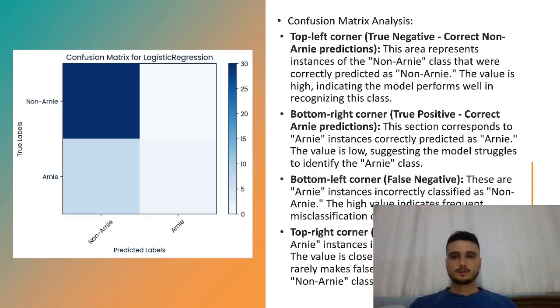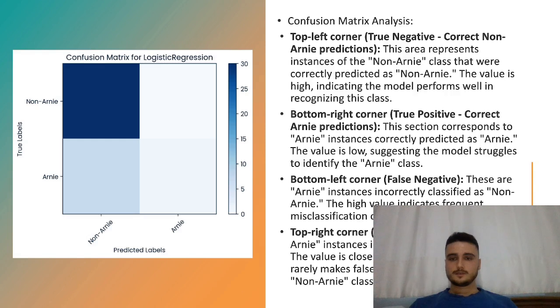Confusion matrix analysis. Top left corner: true negative, correct non-RNA predictions. This area represents instances of the non-RNA class that were correctly predicted as non-RNA. The value is high, indicating the model performs well in recognizing this class. Bottom right corner: true positive, correct RNA predictions. This section corresponds to RNA instances correctly predicted as RNA. The value is low, suggesting the model struggles to identify an RNA class.